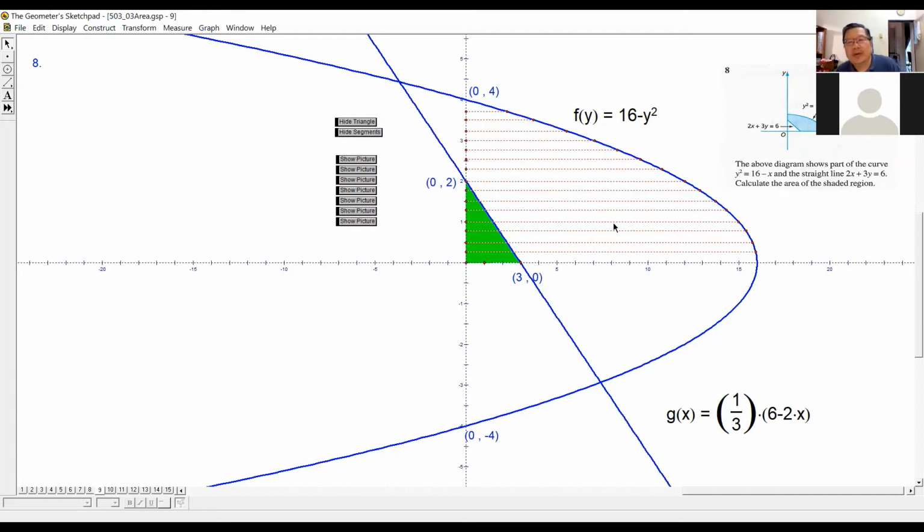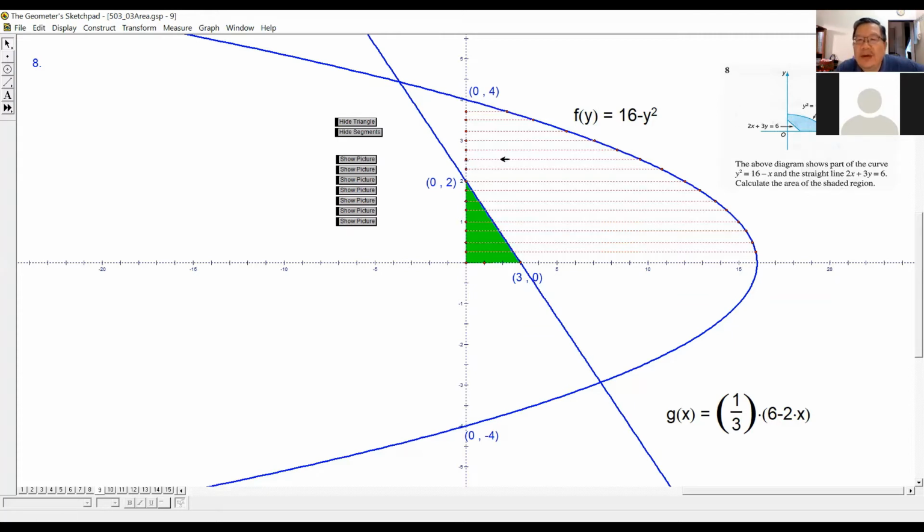Now, which one do you prefer? I give you a hint. You look at the equation of the curve. Which one is easier? Integrate with respect to x or integrate with respect to y? X-axis, I think.